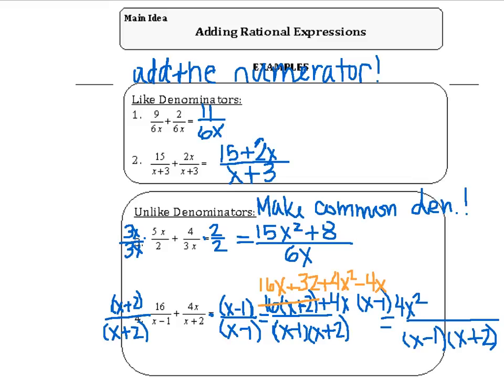My next one, 16x and minus 4x, those are like terms. So 16x minus 4x, well, that is 12x. So plus 12x. And then finally, I have this 32 left over. So I need to say plus 32. And here is my final answer. There's my final answer.